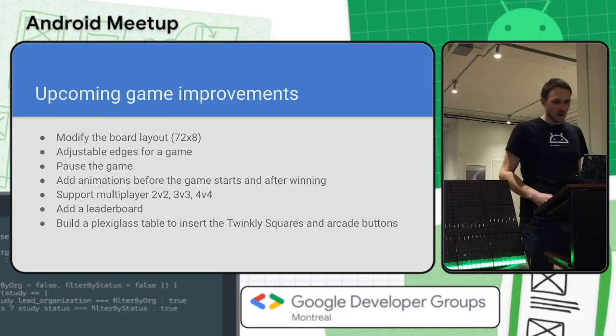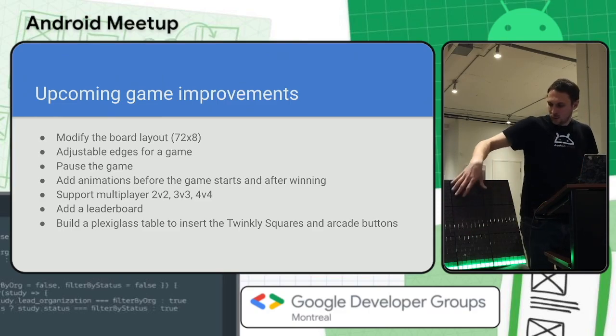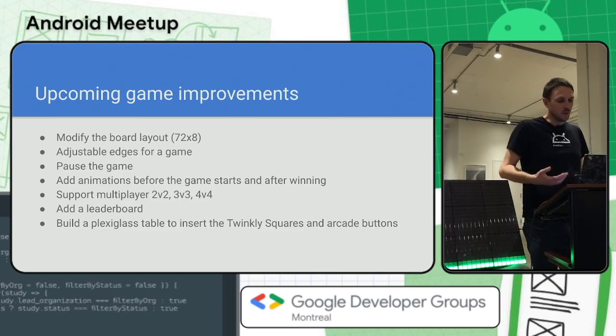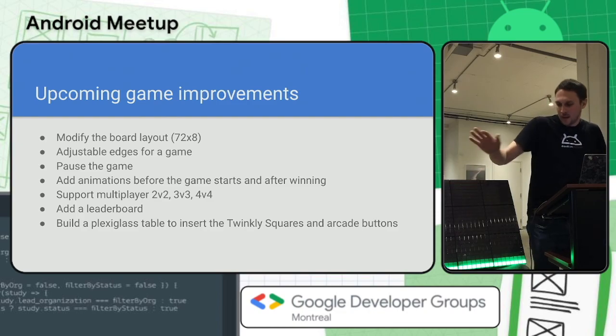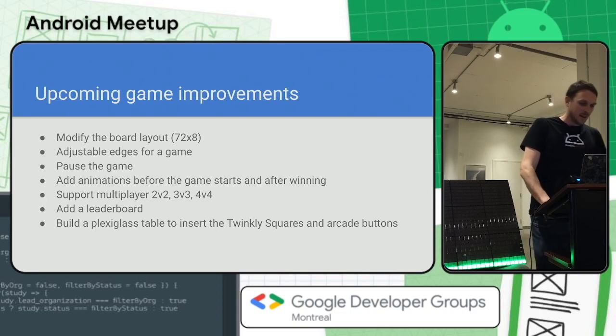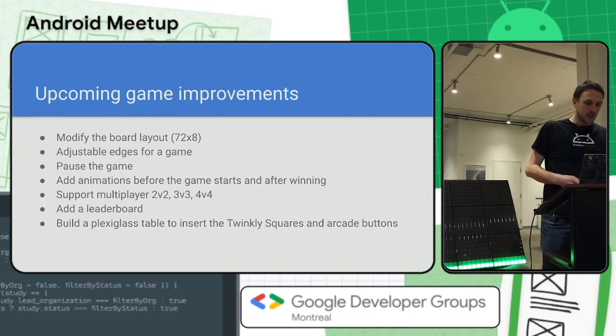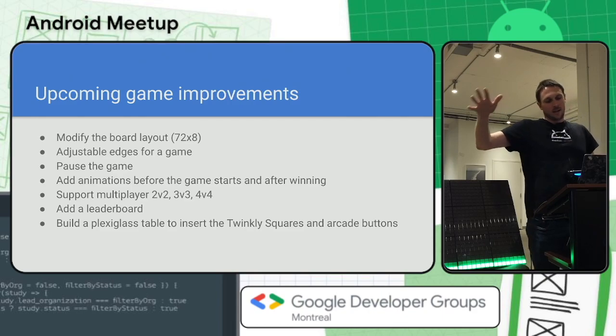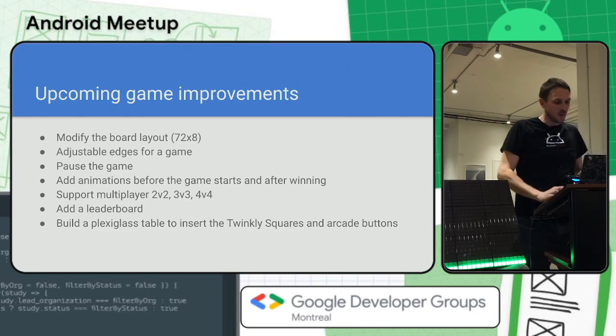The game improvements would be to modify the layout to have it maybe longer, more rectangular for harder games. Maybe give the possibility to adjust the edge of the game if it's too hard, so the game can be less complicated, faster. The ability to pause the game would also be nice. Add animations before the game starts, such as a countdown, and maybe a trophy animation at the end.